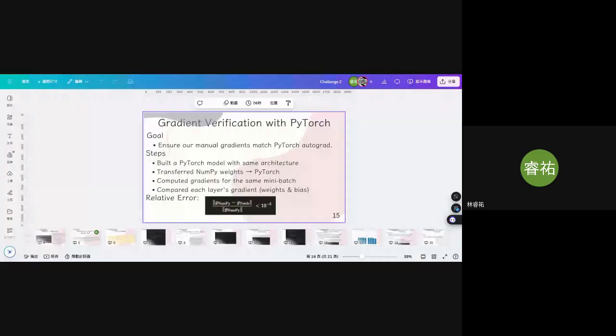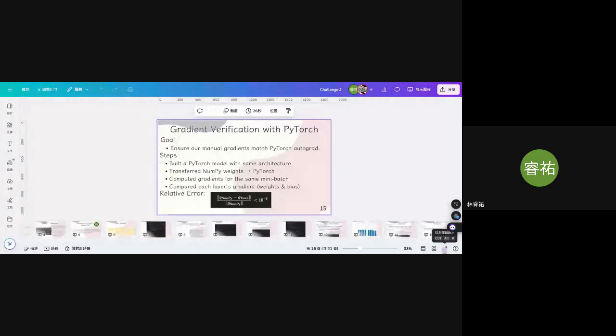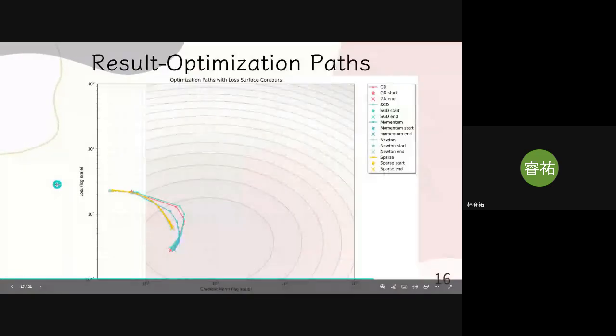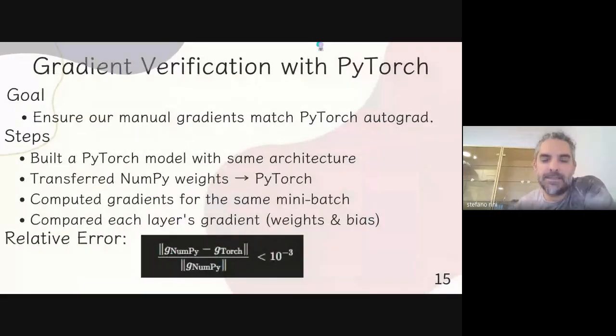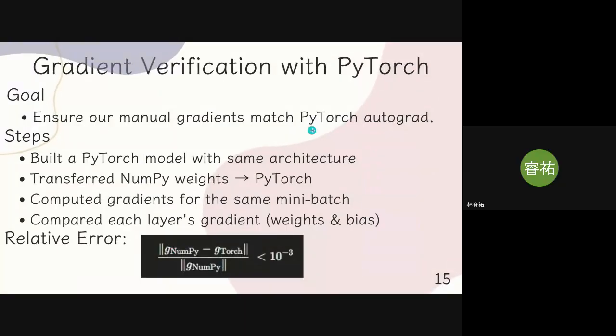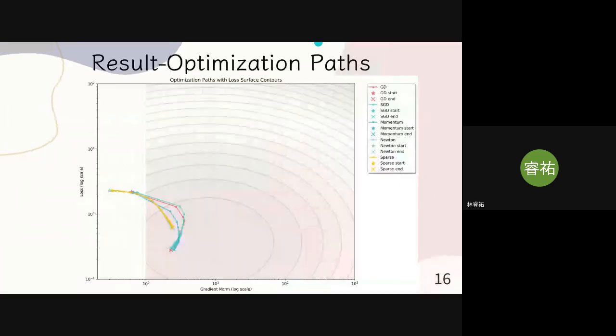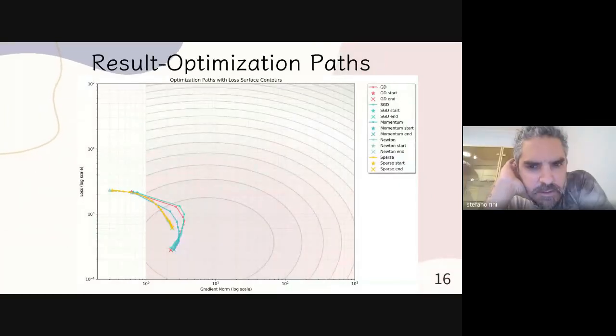Oh, okay. So we use the verification with PyTorch model, and we found that the relative error is less than 10 to the power of minus 3. Yes. Good. Oh, nice. Next plot. Let me see the next plot. Yes, the next slide. Very good. Just slowly here, right? Slowly here.